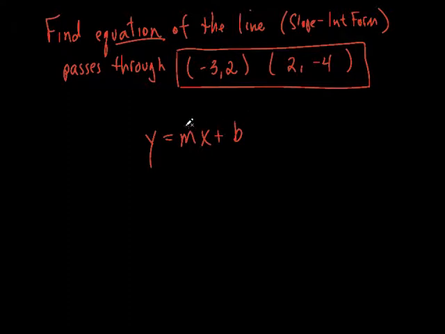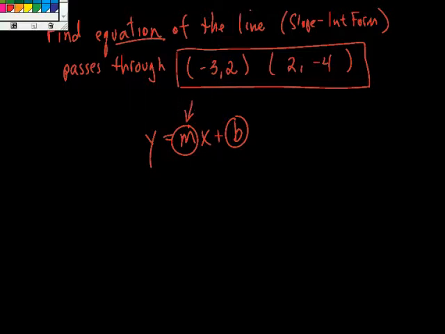You have to find 2 things. You have to find the slope and you have to find the y-intercept. Let's find the slope first. Now, we did this earlier. Not today, but we did this in another lesson. You can find the slope if you know 2 points, can't you? So let's do that. So find the slope.